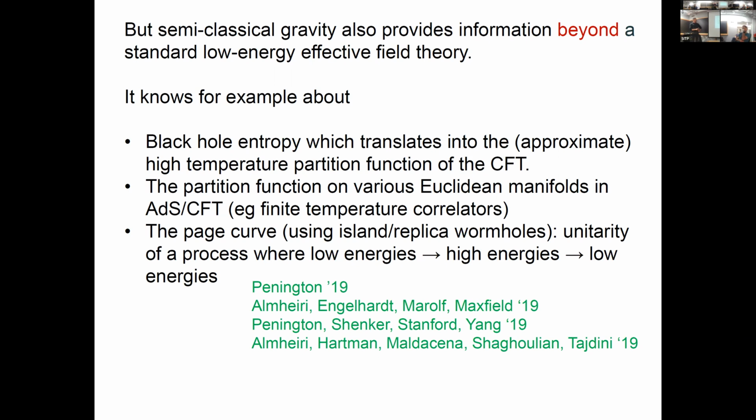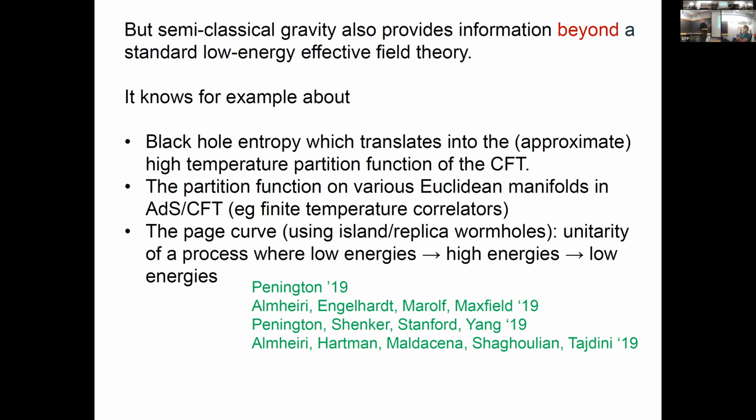For example, semi-classical gravity knows about the black hole entropy. You can compute it in a semi-classical gravitational theory. And for that, you can extract, for example, the approximate high temperature partition function of the dual theory for any value of the temperature, which is not something you would normally be able to do if all you had was a theory with a cutoff, because you would not know what the density of states above the cutoff would be, and you would not know what the high temperature partition function would be. So there's more information than you get in the standard cutoff field theory.